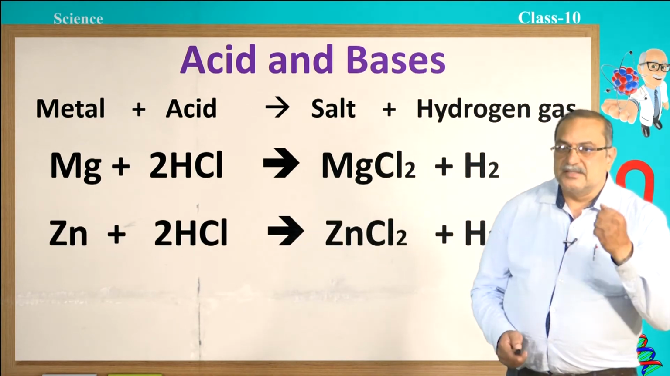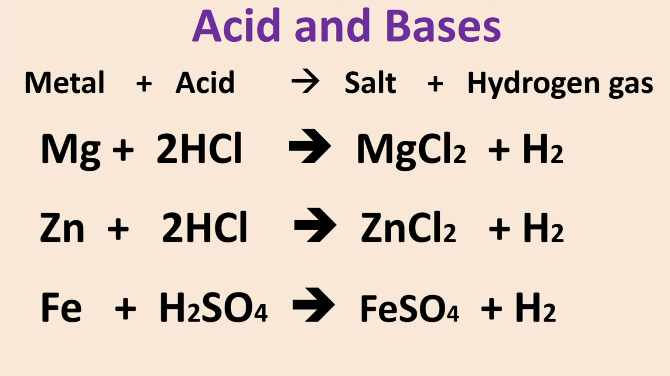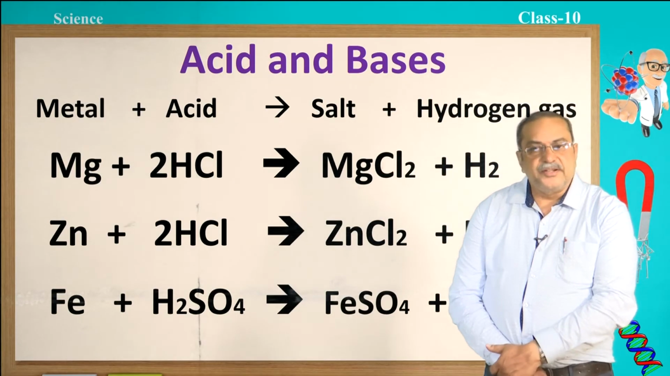Similarly, you can take zinc granules. Zinc granules react with the hydrochloric acid to form zinc chloride, and hydrogen gas is going to be formed here. Next, iron also reacts with sulfuric acid. Iron reacts with sulfuric acid, gives FeSO4 plus H2. Let us see, here hydrogen gas is liberated.